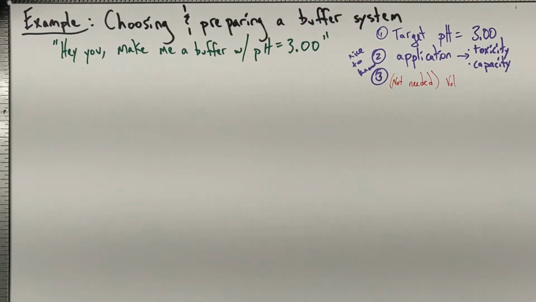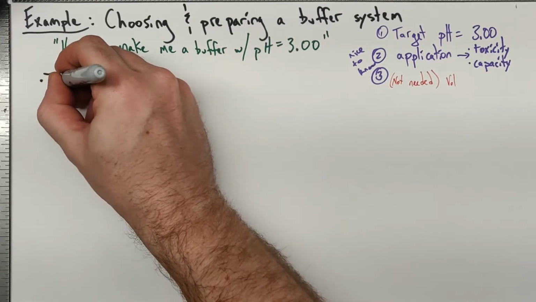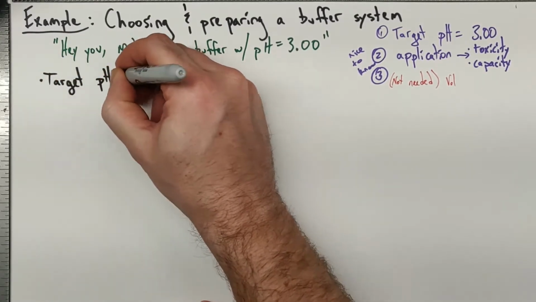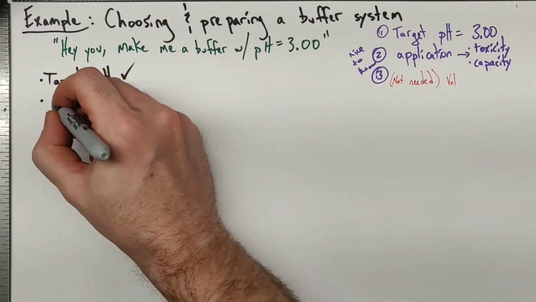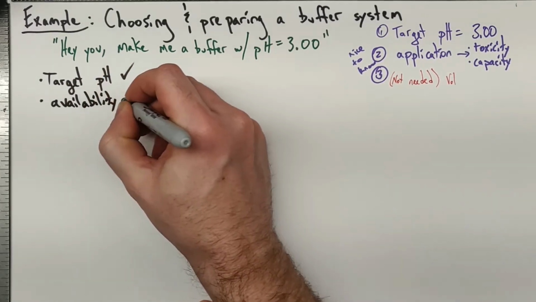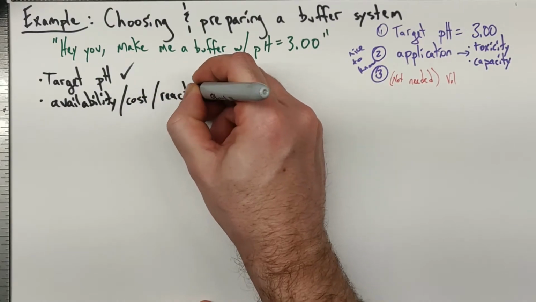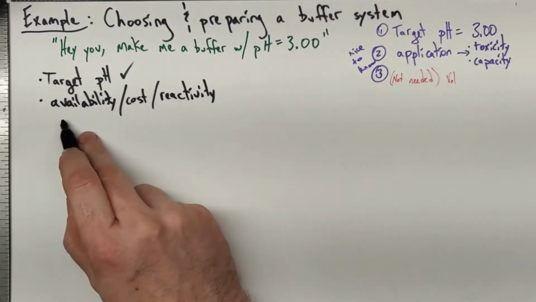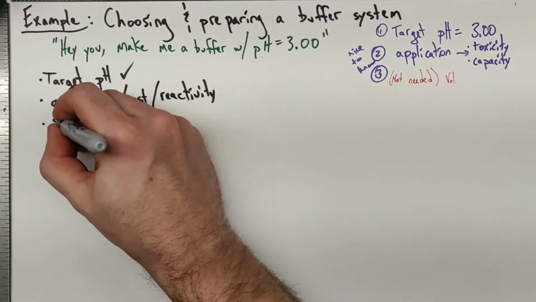So in the previous video, we had discussed these considerations to take stock of. The first one being the target pH. Okay, and we've got that. Check. 2, in looking at our buffer system, we're looking for availability, cost, and reactivity, right? A source and how toxic or reactive it is. And then 3, we were looking at solubility.